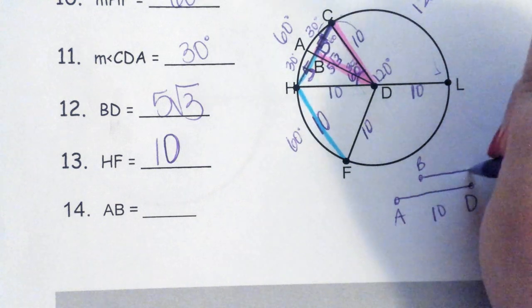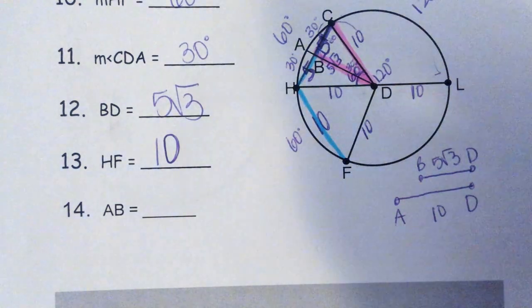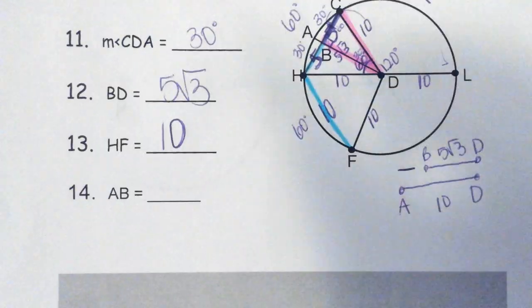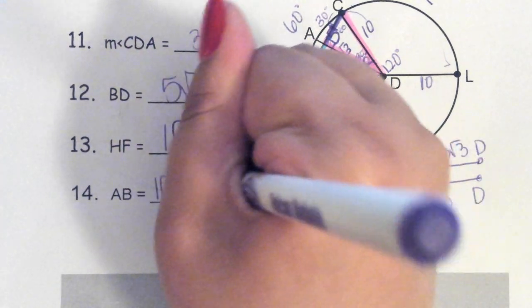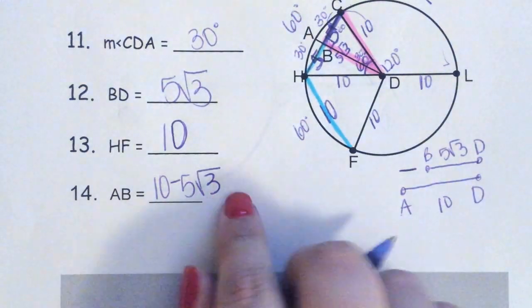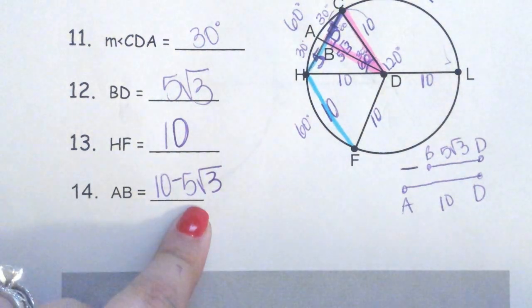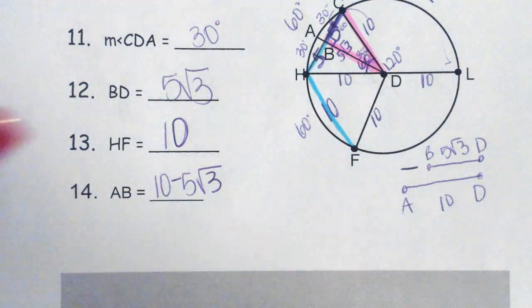Do you agree we just said BD was 5 square roots of 3? So how do I find BA? I subtract. I can't actually subtract them. Well, I can like that, but I can't simplify that anymore. So it's just 10 minus 5 square roots of 3. All right, that's all there are for chords.